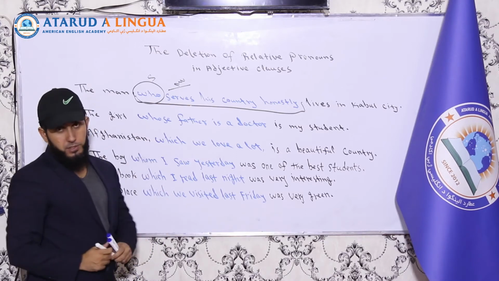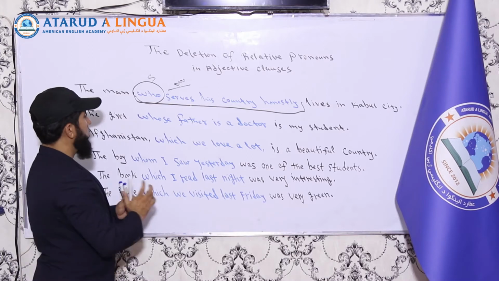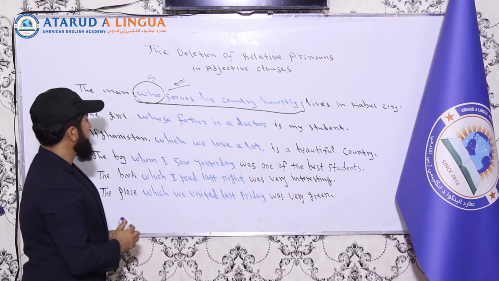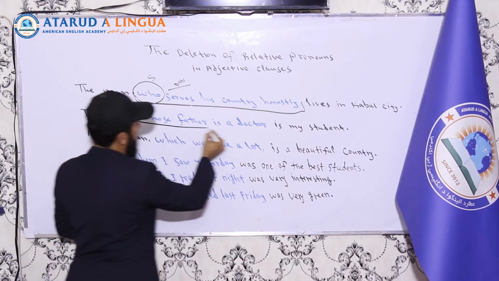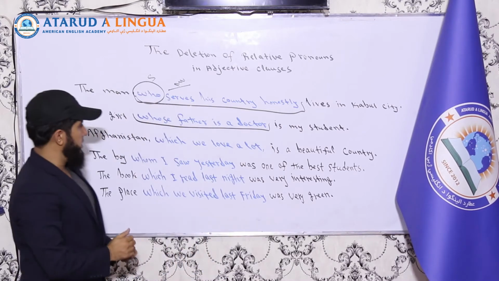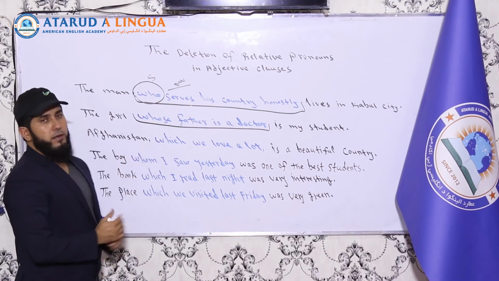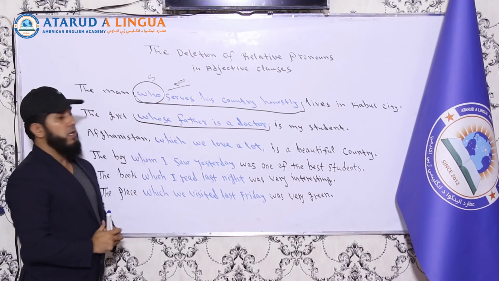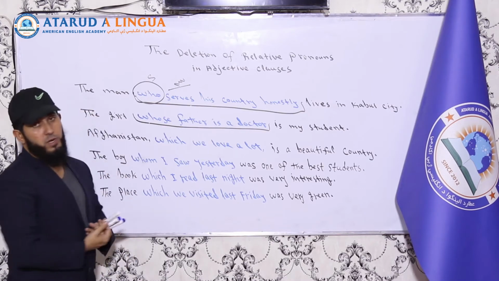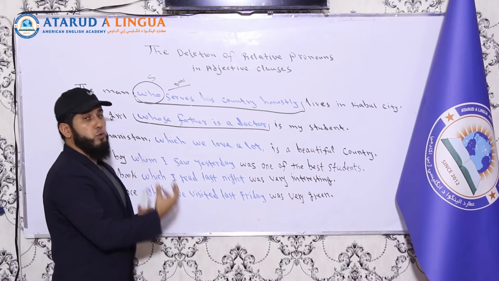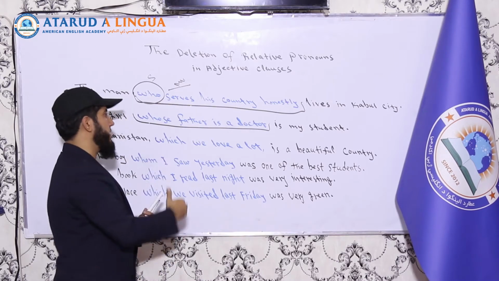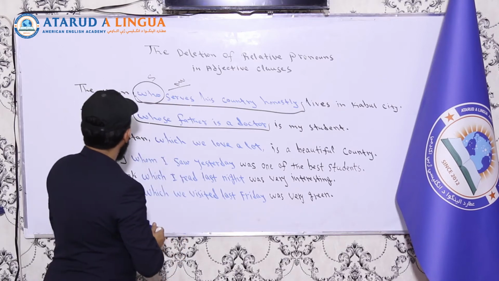Look at the second sentence. The girl whose father is a doctor is my student. The adjective clause starts here and it ends before the main verb of the main clause appears. Again, in this type of adjective clause, the omission of the word whose is not possible because it is possessive case. In possessive case, we cannot delete the relative pronoun.